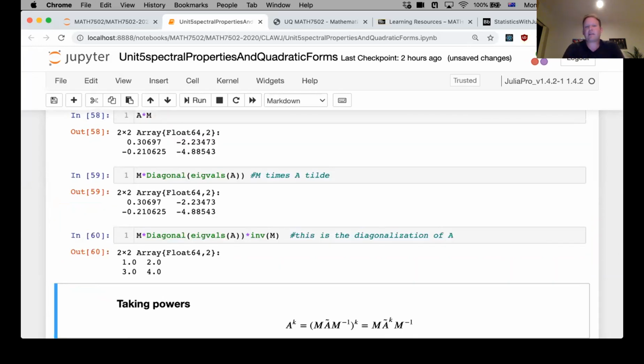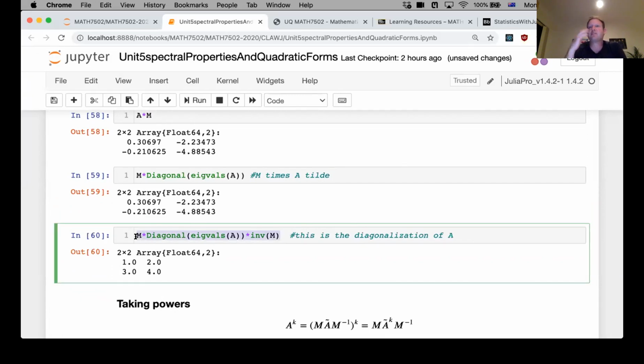Now, this should already look like something you've seen before. This is a matrix factorization. I guess it's the third you're seeing in this course. You've had the PA equals LU factorization, you've had the A equals QR factorization, and now you have a factorization where you took a matrix A and you represented it by M, something diagonal, inverse of M.